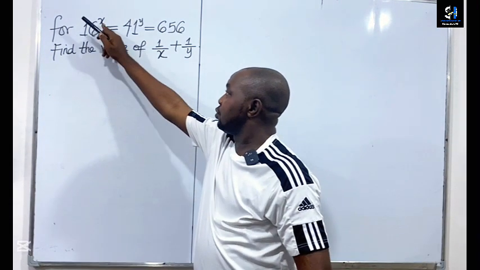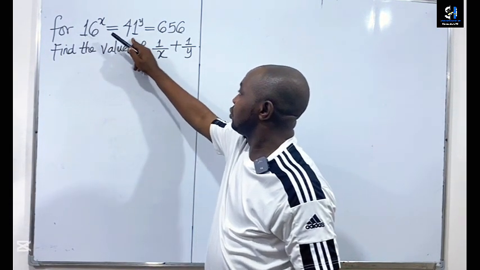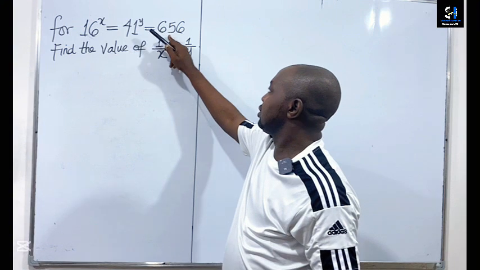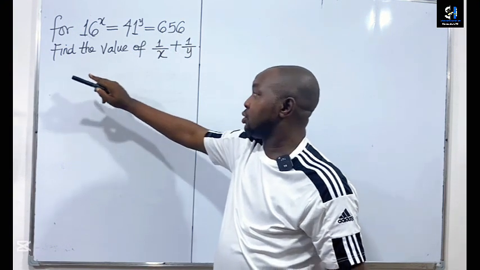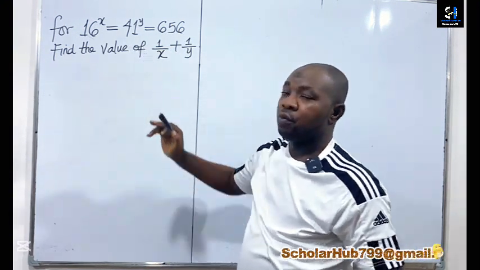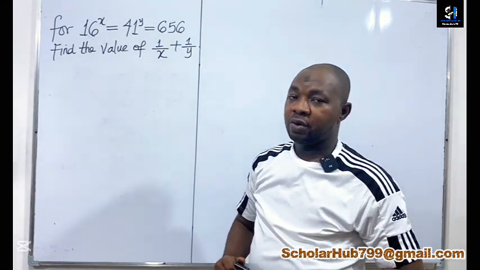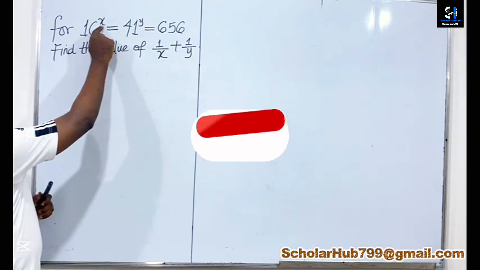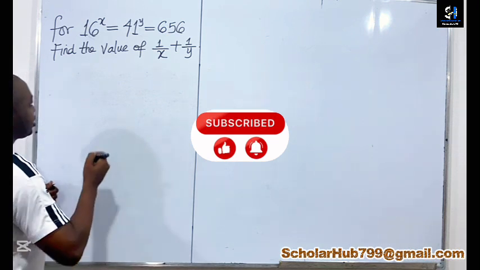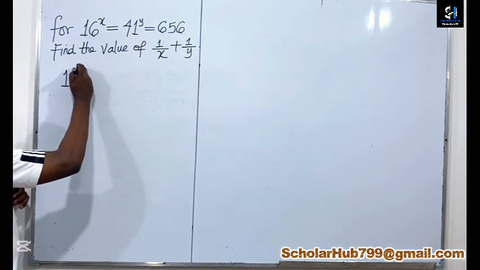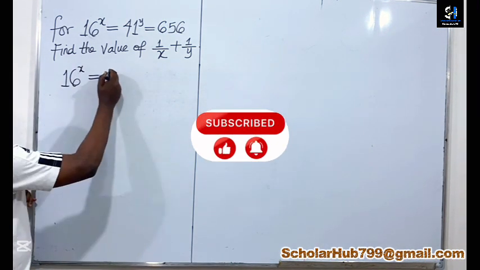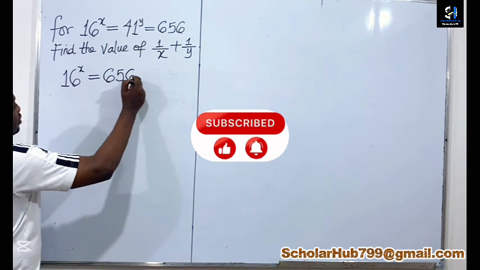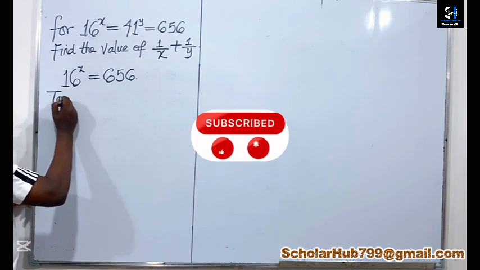Given 16 raised to the x equals 41 raised to the y equals 656, the question is to find the value of 1 over x plus 1 over y. So the first thing I'll do is set 16 raised to the x equal to 656.